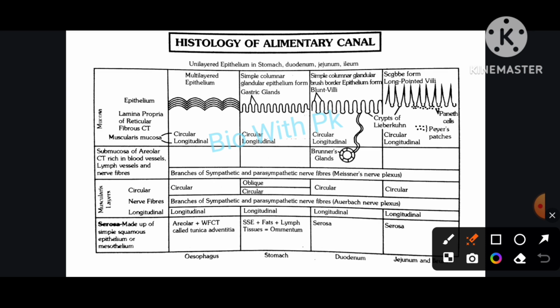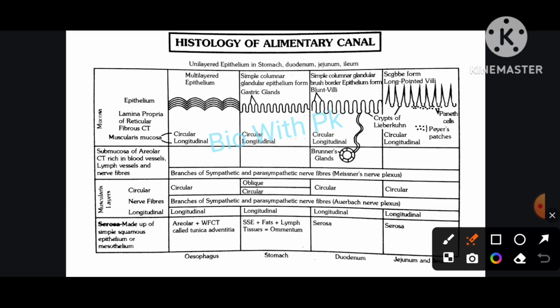Esophagus. Submucosa of esophagus, stomach, duodenum, jejunum: branch of sympathetic and parasympathetic nerve fibers. Muscular layers. Circular: in esophagus, circular; oblique and circular in stomach; circular in duodenum, jejunum and ileum. Nerve fiber: esophagus, stomach, duodenum, jejunum and ileum have branches of sympathetic or parasympathetic nerve fiber. Longitudinal: esophagus longitudinal, stomach longitudinal, duodenum longitudinal, and jejunum and ileum longitudinal.